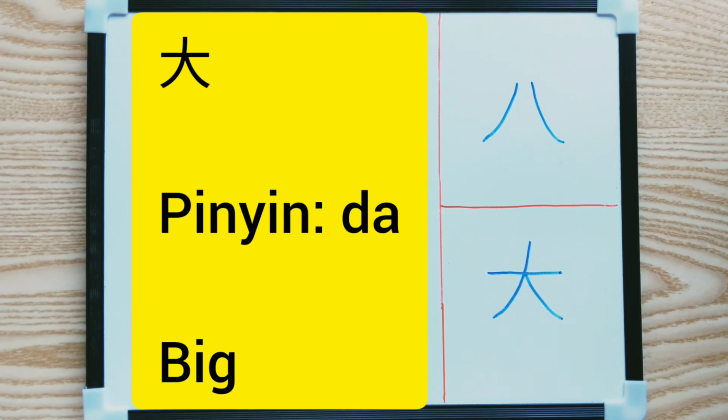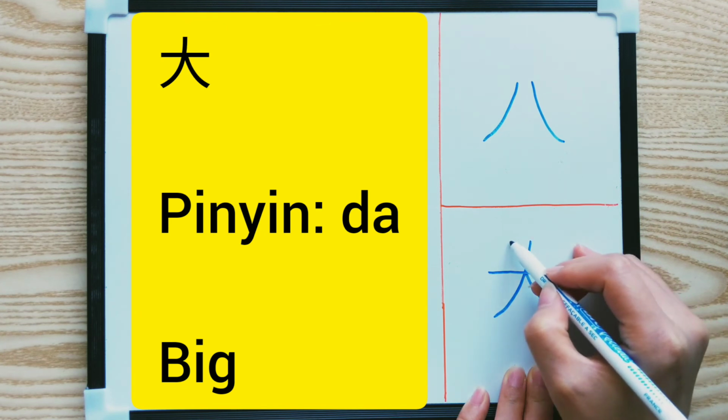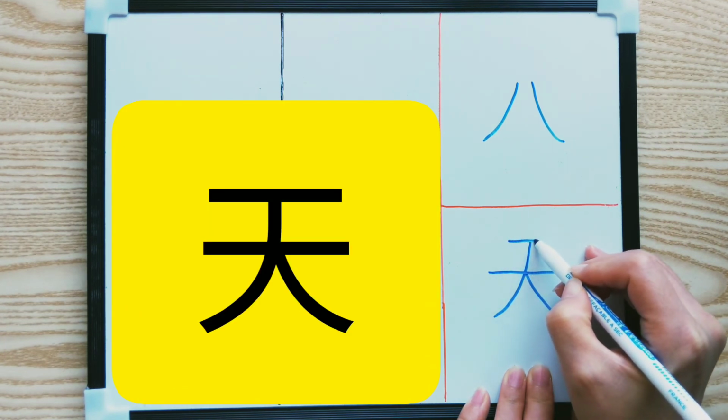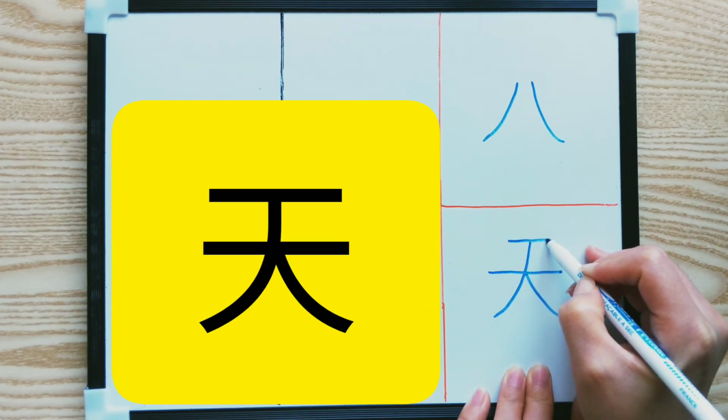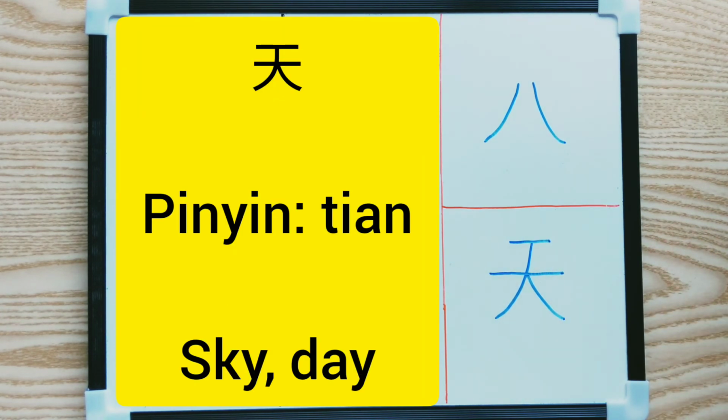Okay, now think about something that's bigger than big. It's probably the sky. So the next character is going to be for sky. I just need one more line right at the top. Okay, alright, you got a new character, Tian, and that means the sky. It also has another meaning, like a day.